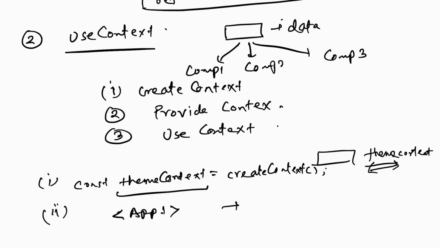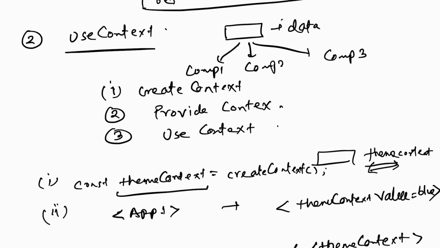So what I have to do is I have to write theme context and provide some value. The value I'm providing is blue. Okay. And I will close this theme context. And within this, I'll write the component F1. Suppose app2 also I want to use theme context. This value will be shared among these two components.